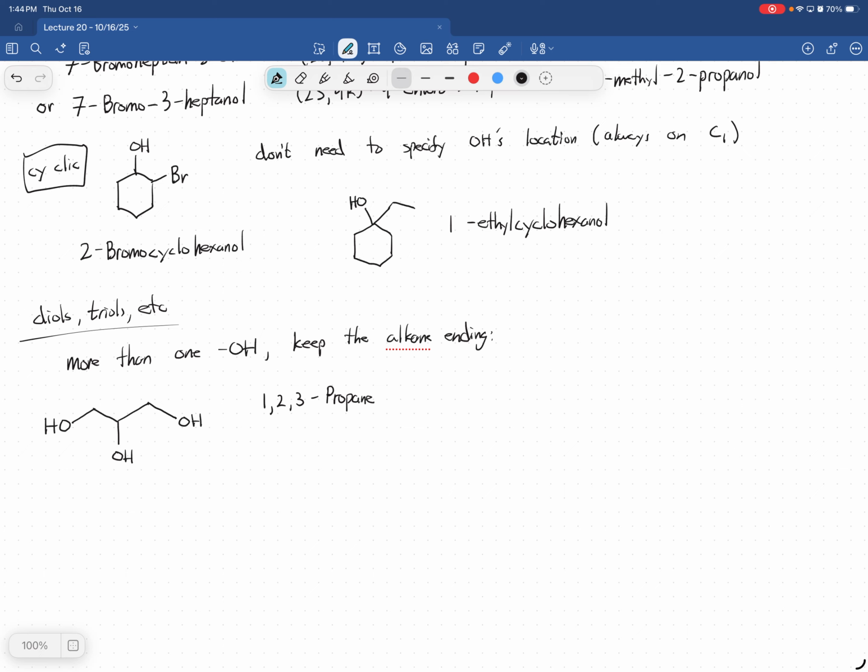So we call it propane, and then we just put the ending. We don't have to indicate the positions here. If it was 2 OHs, it's diol. But in this case, it's 3, so we use the prefix for 3, triol. So the common name here is glycerol or glycerin. Those are the most common names we know it by.